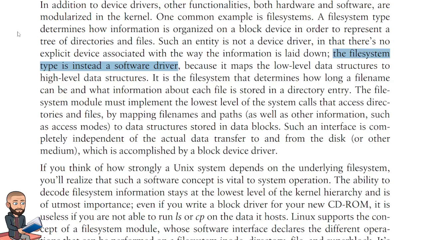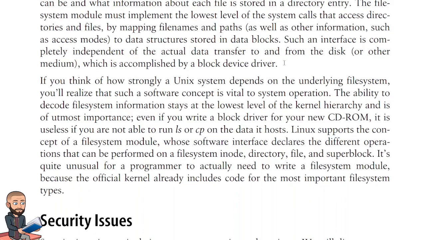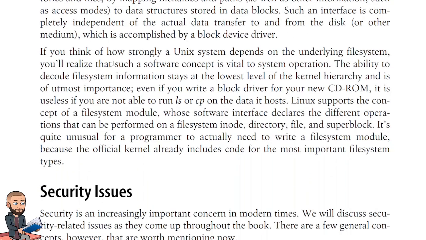It is the file system that determines how long a file name can be and what information about each file is stored in a directory entry. The file system module must implement the lowest level of the system calls that access directories and files by mapping file names and paths, as well as other information such as access modes, to data structures stored in data blocks. Such an interface is completely independent of the actual data transfer to and from the disk, or other medium, which is accomplished by a block device driver.